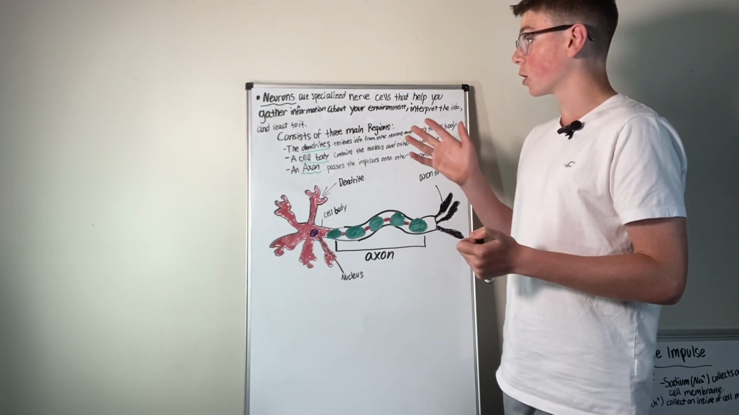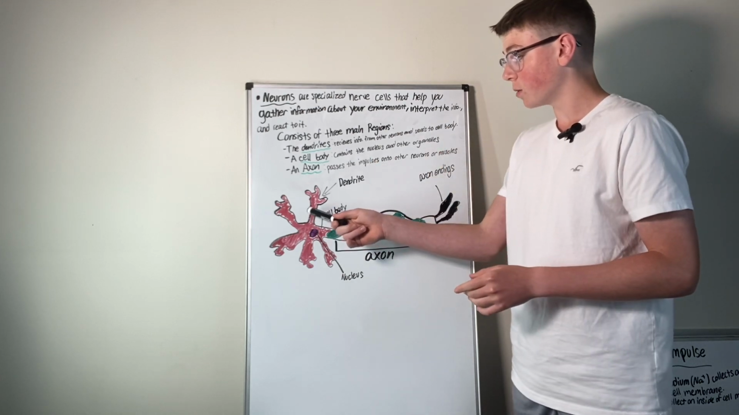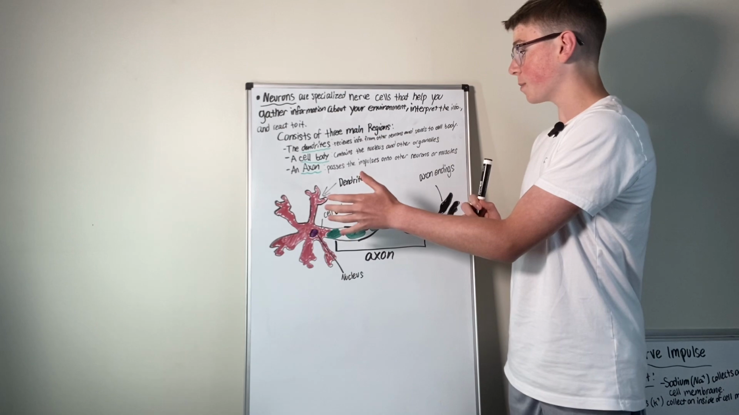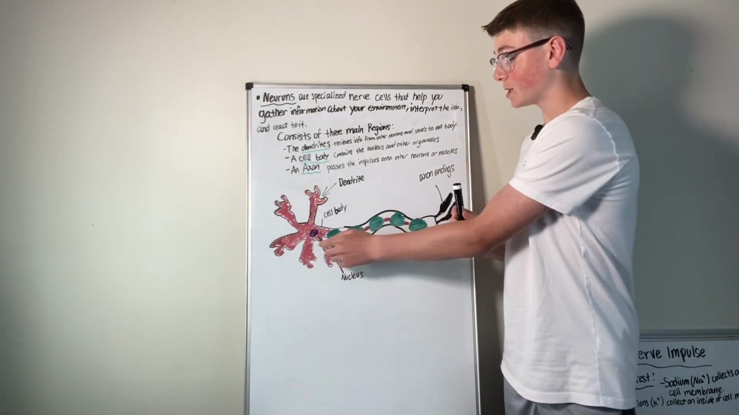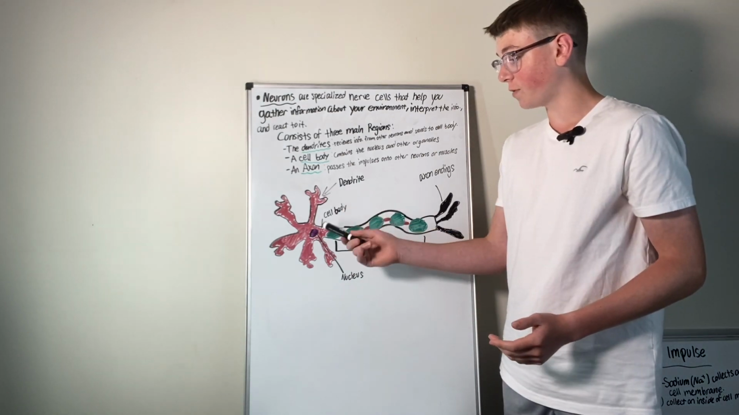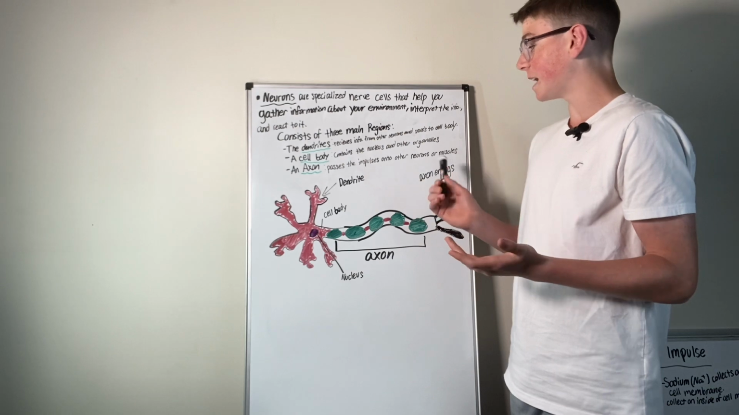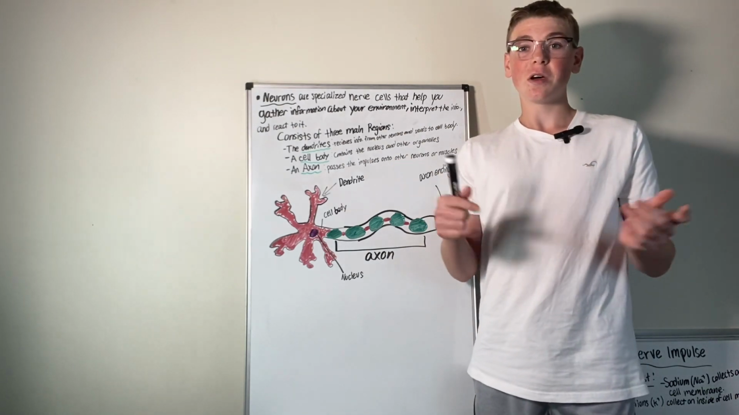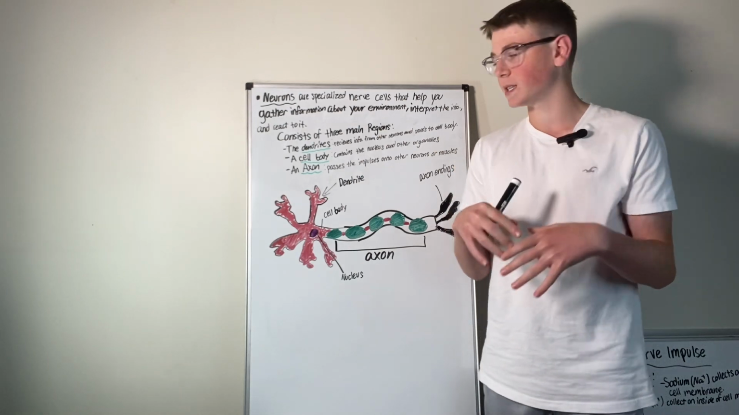So the neuron consists of three main regions. The dendrites, which are right here at the end, receive the information from other neurons and then send it to the cell body, which is just right off the dendrites and contains the nucleus. So the cell body contains the nucleus and other organelles. So it's just like a little cell in there. It's the main part of the cell.